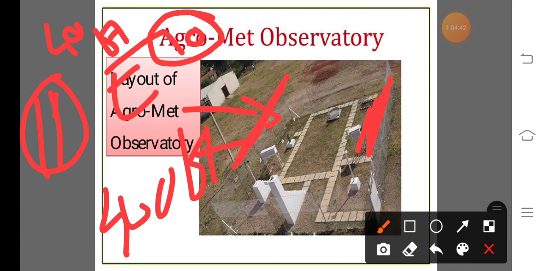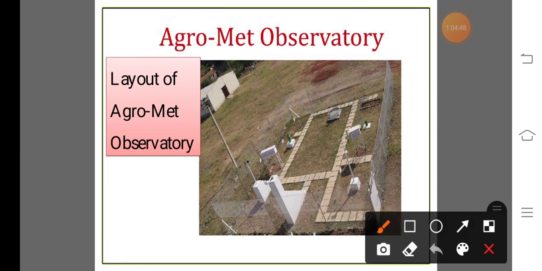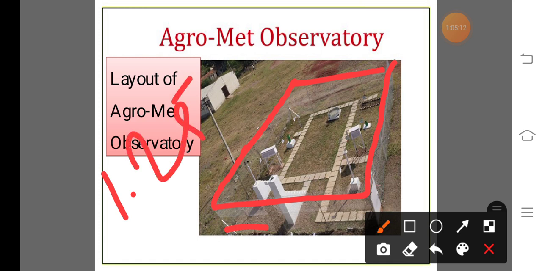Next one, the site should be enclosed with barbed wire fencing of 2.5 meter height. That means fencing of this Agromet observatory and the different weather instruments by barbed wire, using poles. The height of this fencing wire or a gate from the ground surface is 1.20 meter. From the ground surface, 1.20 meter height wire fencing or barbed wire fencing is necessary.